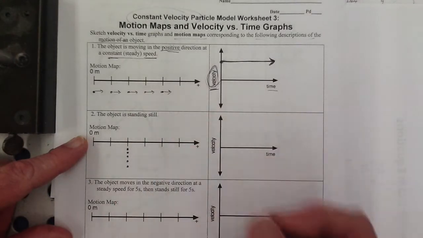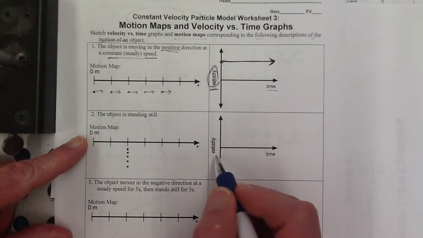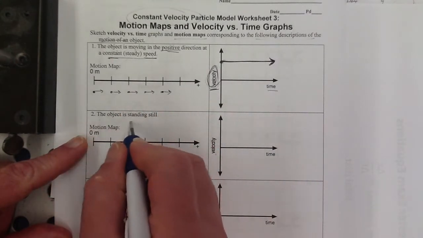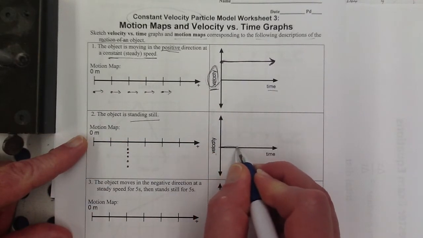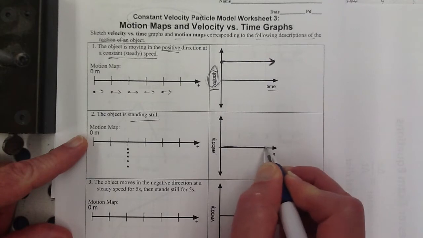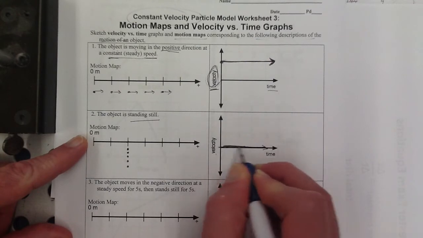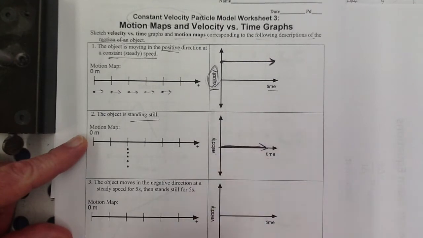Right? So let's see. What's the velocity of this thing? Well, it's standing still, so the velocity is 0, and it's not changing. So it would just be right there on the axis.